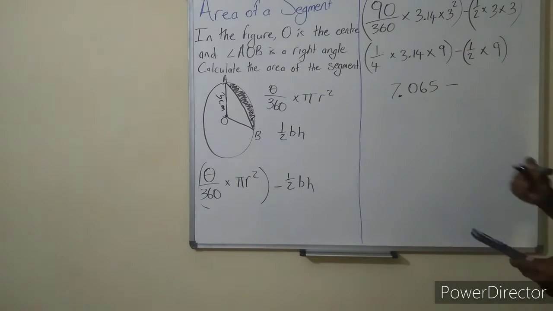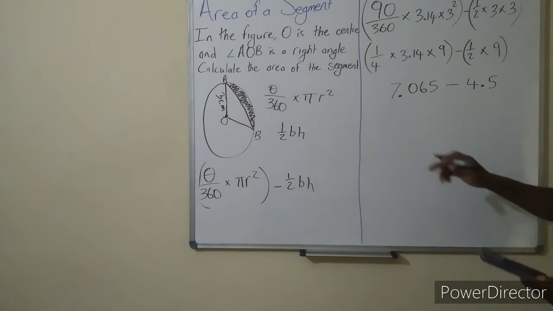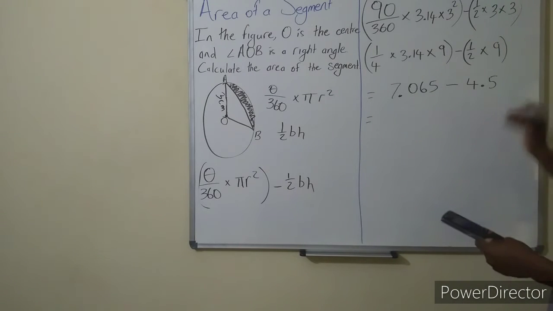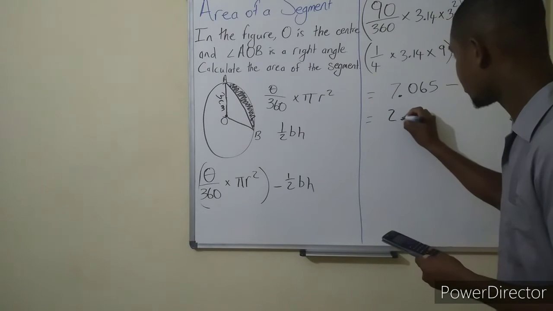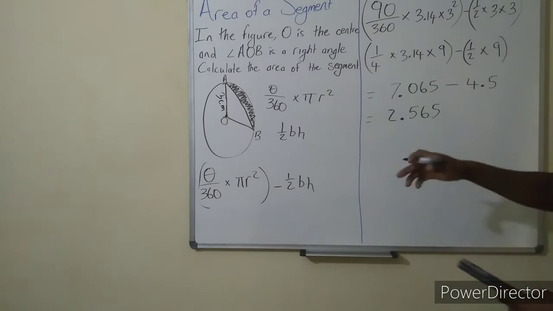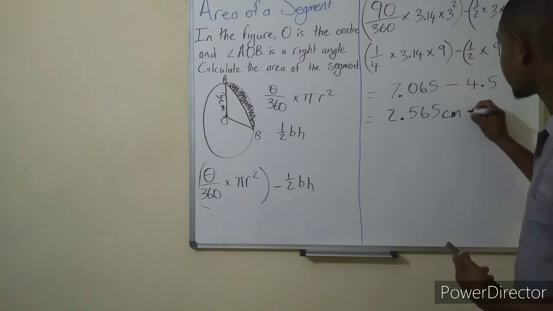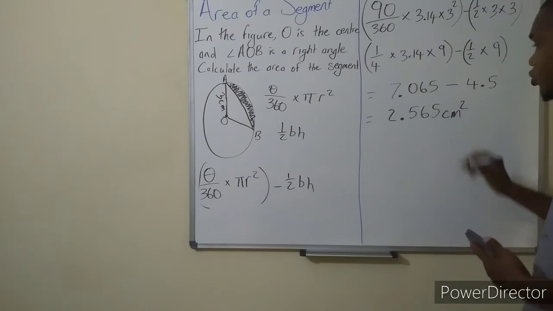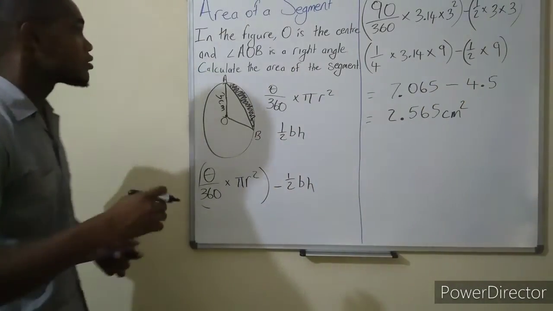Half times 9 gives you 4.5. Now the answer, this minus 4.5, gives you 2.565. And because the unit here is centimeters, you'll have to put your centimeters. And because the question says area, you'll have to put on your square, your 2, to show that it's squared units. So that's it.